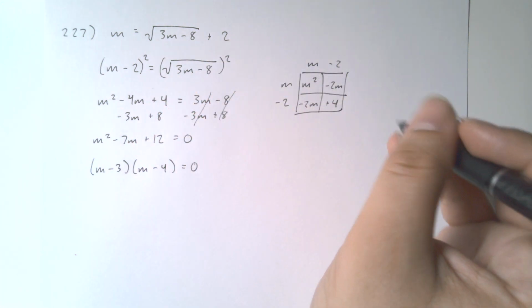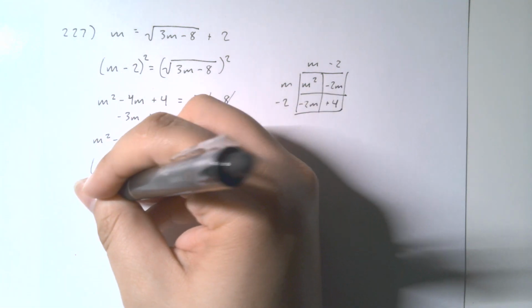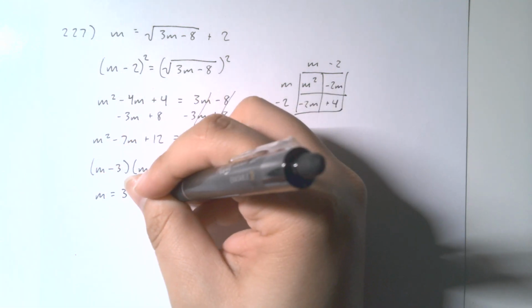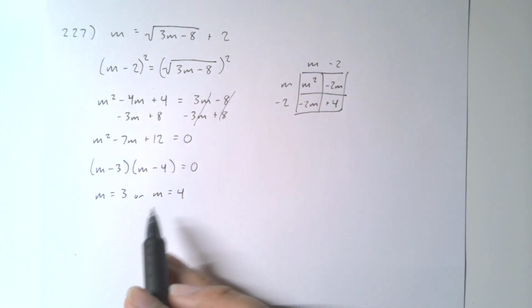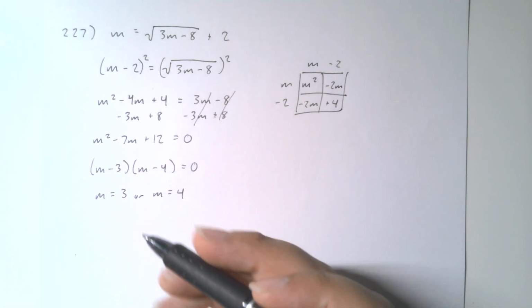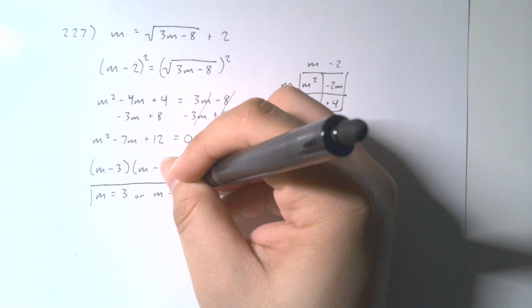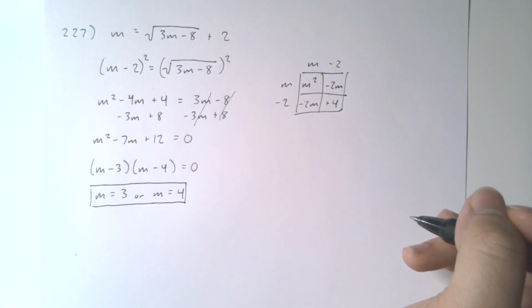Using our zero product property, we can basically just flip those signs, and we have m is equal to 3 or m is equal to 4. And sure enough, if we plug both of these numbers back into our original equation, they will make it true. And so both solutions are valid. No extraneous solutions here.